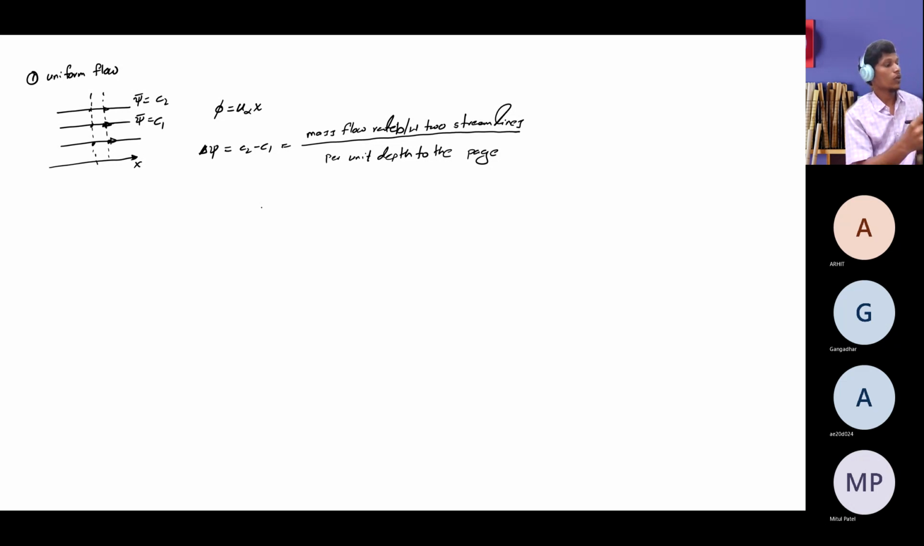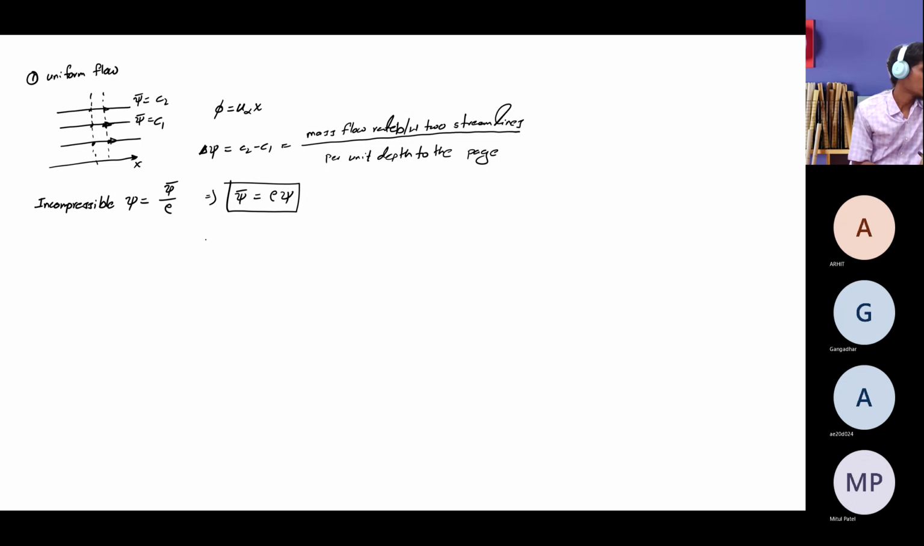And one more thing that you need to understand: for an incompressible flow, the stream function psi equals psi bar by rho. That means psi bar is just multiplied with your density. Okay, right. And then you have source and sink flow.